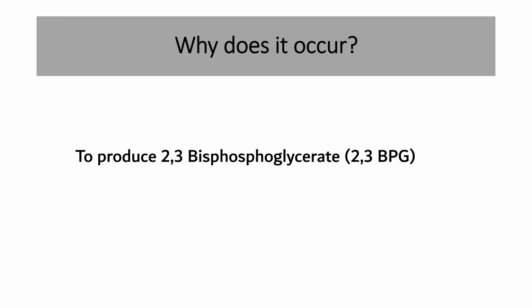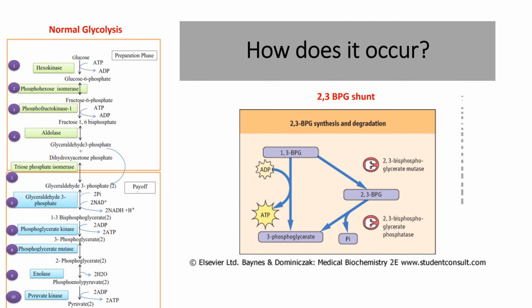Okay? So for that the answer is here. It is to produce 2,3 bisphosphoglycerate. Okay. So that is why it is otherwise known as the 2,3 bisphosphoglycerate shunt. So how does it occur?